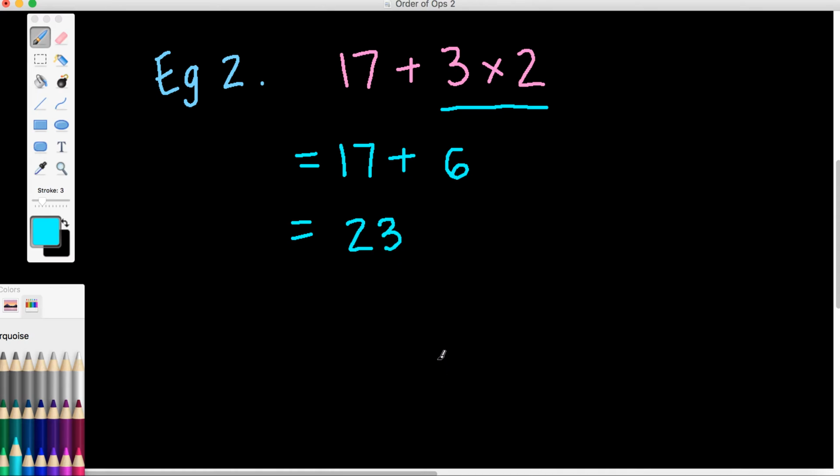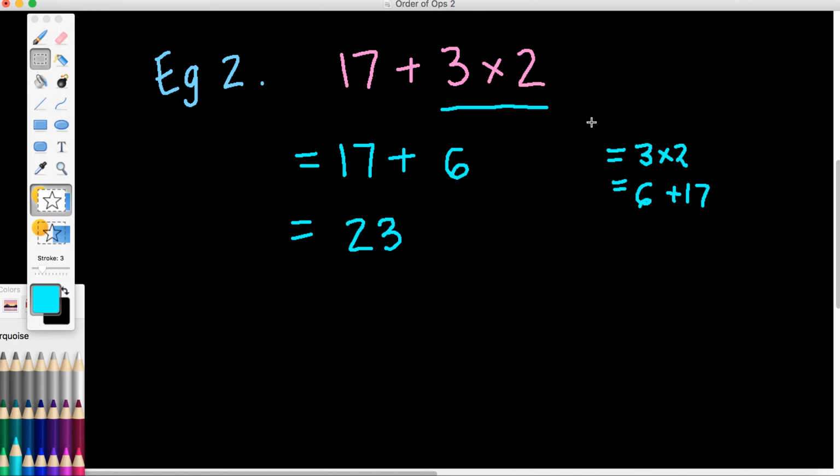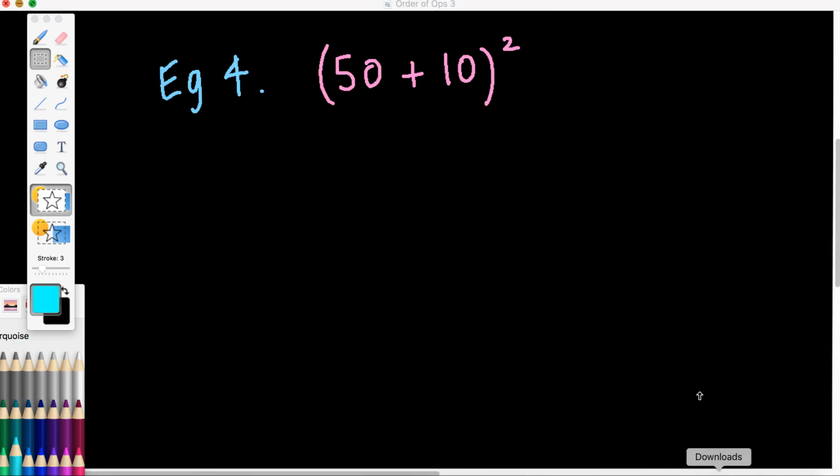So again, please don't break it up into separate little lines like this, because that's what I'm seeing a fair bit of. And again, this is incorrect. So we'll delete that.